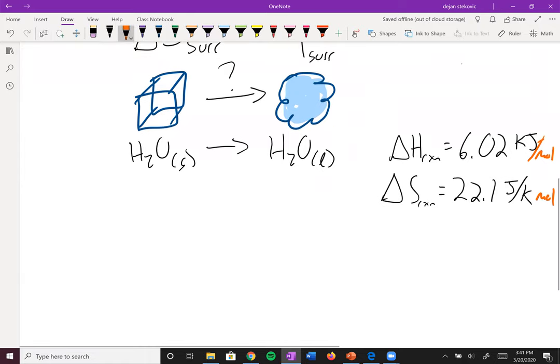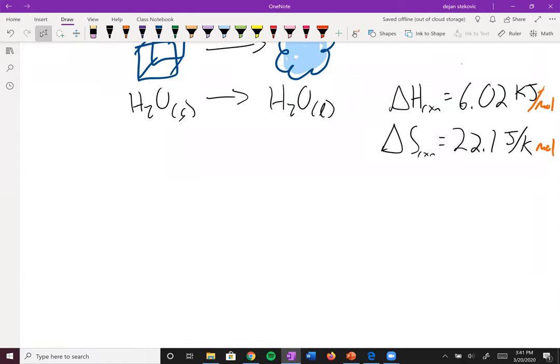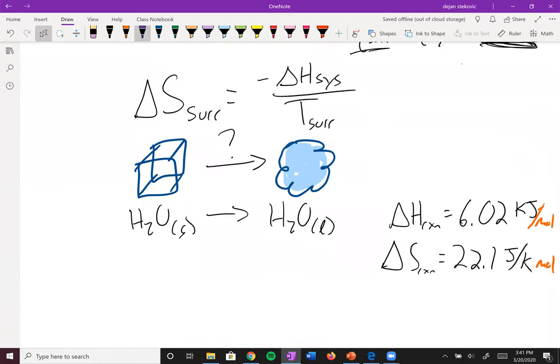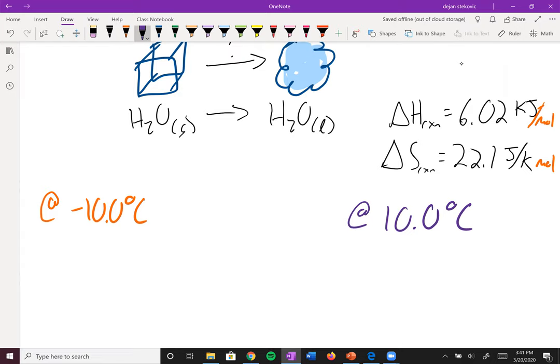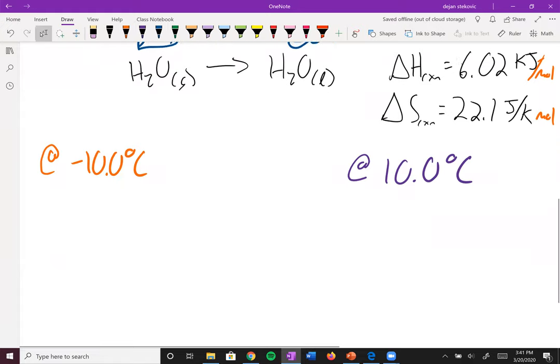Well, it depends on what you're talking about. We see that our delta S of surroundings here is temperature dependent, so there's a temperature there. Let's take a look at two examples: at negative 10.0 degrees Celsius and at 10.0 degrees Celsius. Logically, you should be able to figure it out yourself. Ice melts at 0 degrees Celsius, so at negative 10 it shouldn't, and at 10 it should. Let's see if we get that.